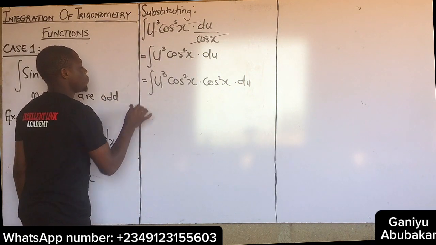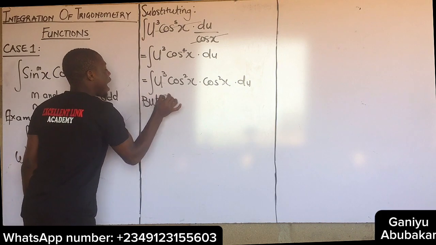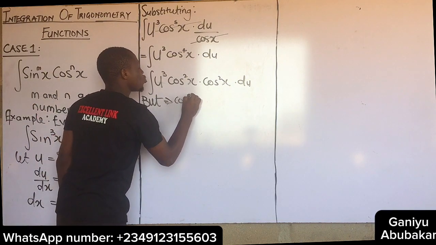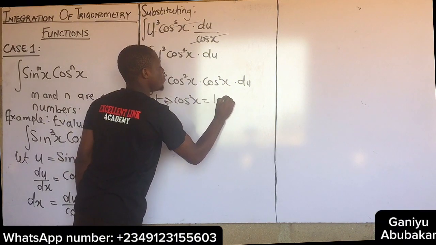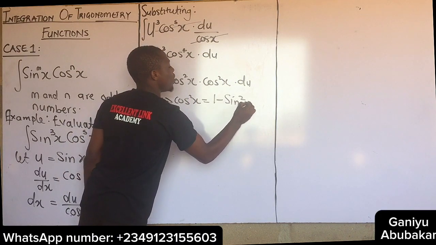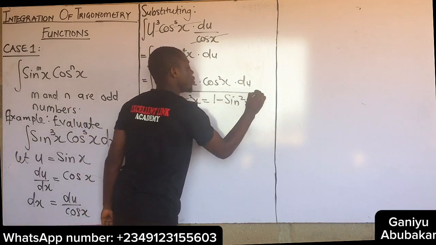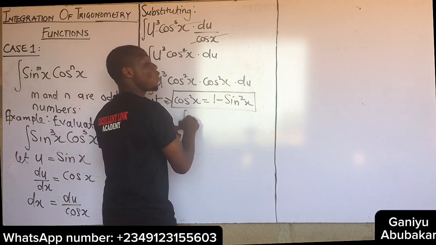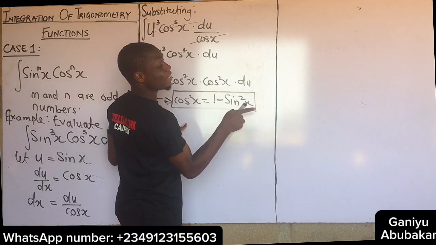At this point, I will recall a popular trig identity that says cos squared x is equal to 1 minus sine squared x. This is a popular trig identity here, right? That sine squared x plus cos squared x is equal to 1.